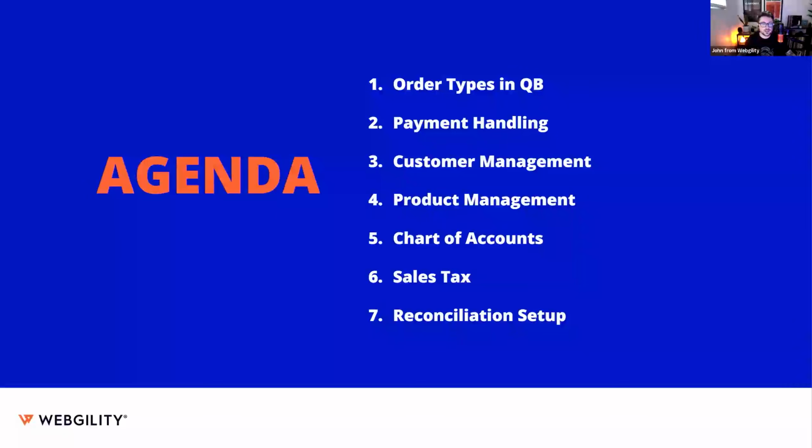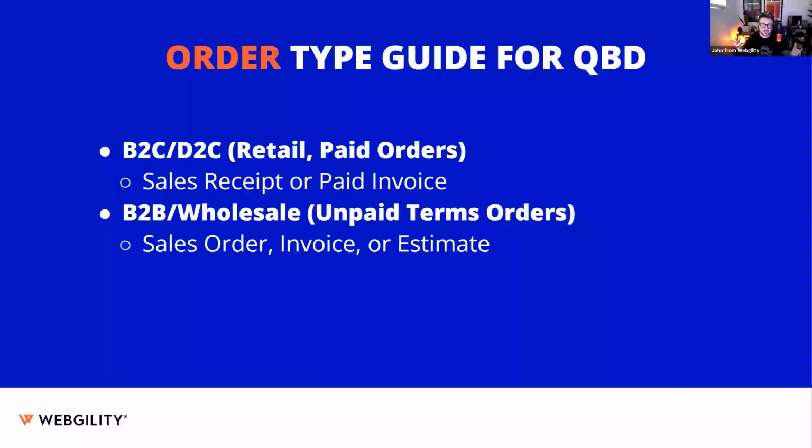So, just to get started with the first one, order types. Last customer webinar a couple weeks ago, we covered pretty substantially order types, and just orders in general in QuickBooks Desktop. But just to give you the recommendation that we make when it comes to setting up QuickBooks Desktop for orders, if you're on a retail, paid orders sort of workflow, direct to consumer, business to consumer, which is B2C, D2C, we generally recommend a sales receipt or a paid invoice.